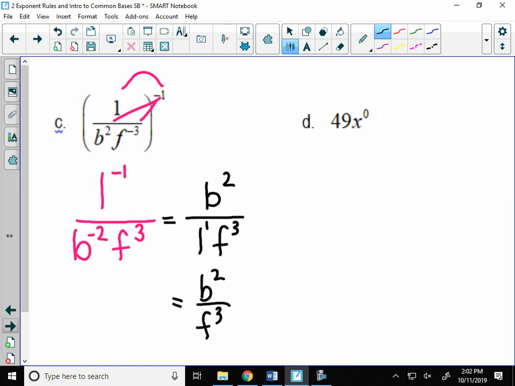All right, and finally, D, 49 times x to the 0. Well, make sure you recognize that the 0 is only as an exponent on the x. So it's 49 times 1, which is 49.